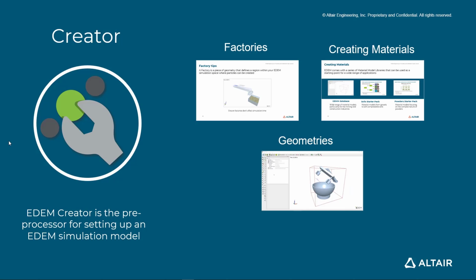Okay, so now that we finished setting up our simulation in the IDEM Creator, I'm going to give you some guidance on how you can optimize your simulation. We're going to cover three sections: factories, creating materials, that will be your bulk material, and then geometries.